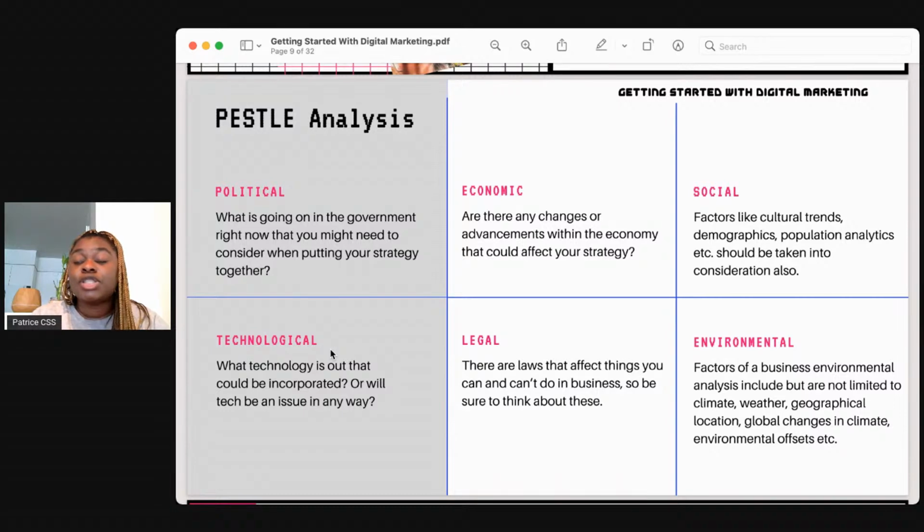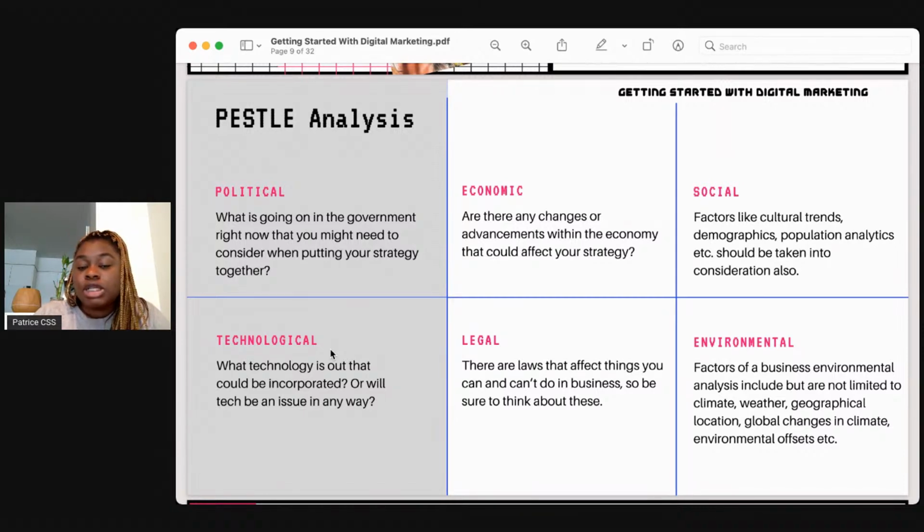The S stands for social. Factors like cultural trends, demographics, population analytics. This should all be taken into consideration also. This is Pride Month. What's happening right now? If it was Black History Month, what's happening then? What's going on socially among the demographics and the communities in the population that you need to think about? Is it going to affect your messaging? Is it something that you need to incorporate in your messaging? You see where I'm going with this.